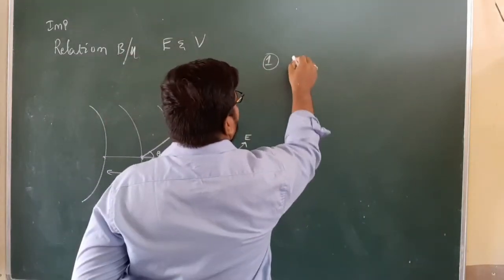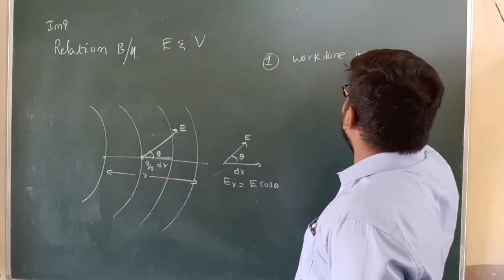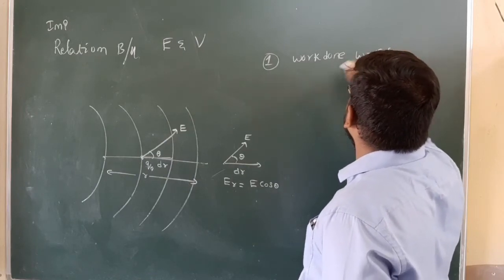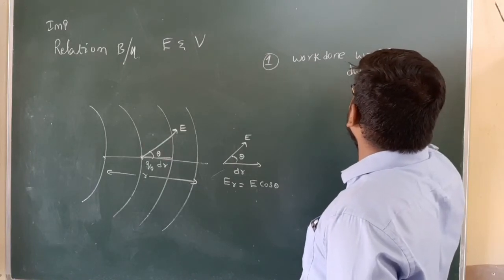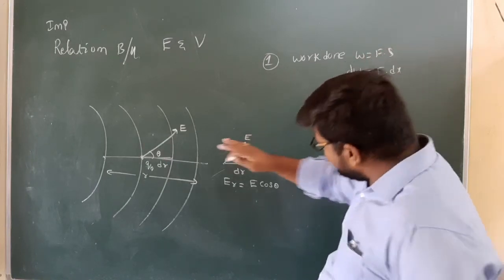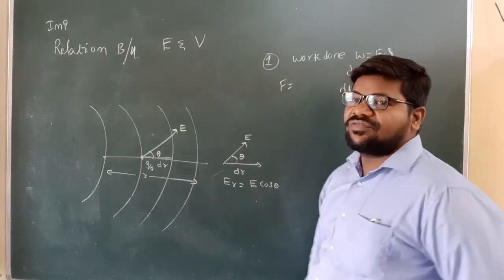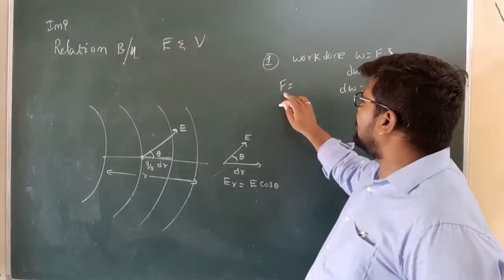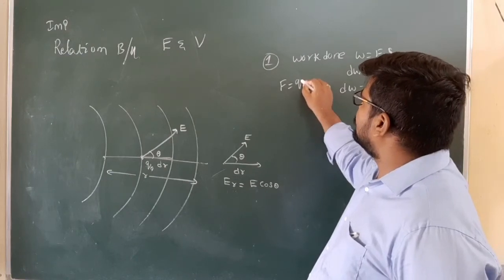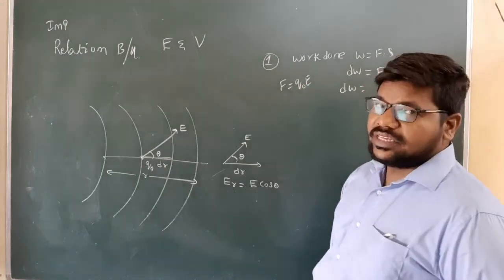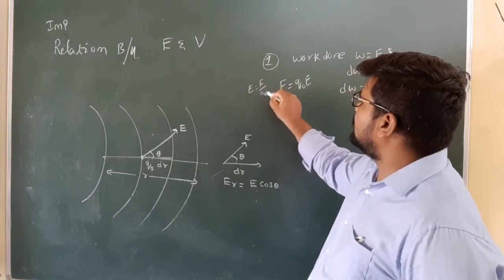So we know that work done W is equal to F into S. In differential form, dW is equal to F into dx. Here, what is F? From the electric field, we have to write F is equal to Q0 E. It is clear from the electric field being the force acting per unit charge.